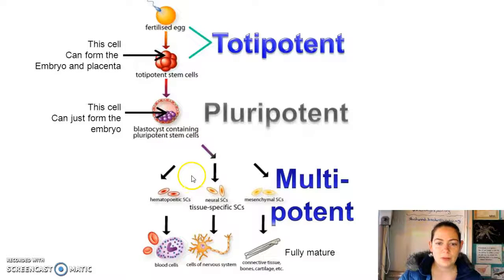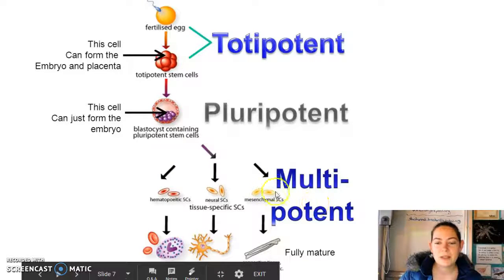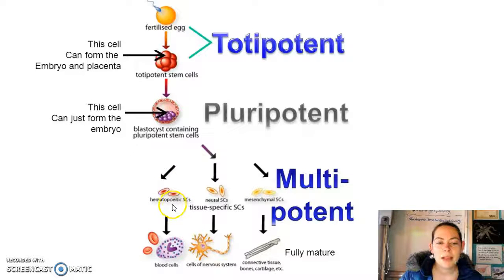Through a few rounds of division and specialization, they'll become multipotent cells, which are specific to a type of tissue. So there are hematopoietic stem cells. That word has to do with your blood. So these are blood stem cells, basically. They can become any type of blood cell. There are neural stem cells that can become any type of cell in your nervous system, like neurons or the cells that help out with your neurons.